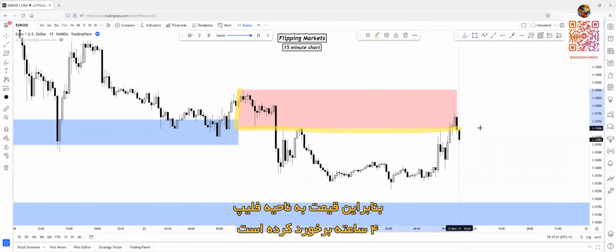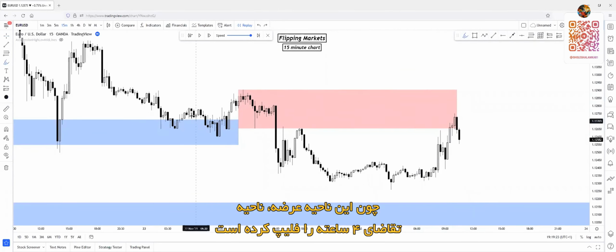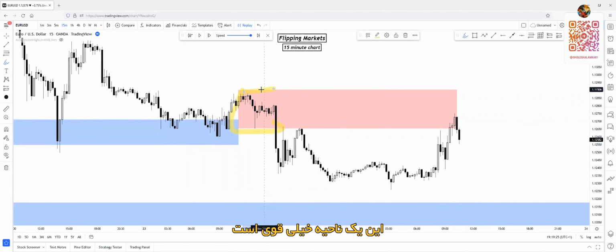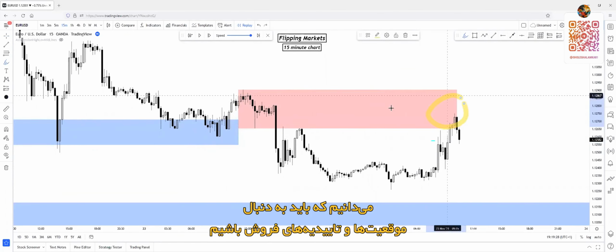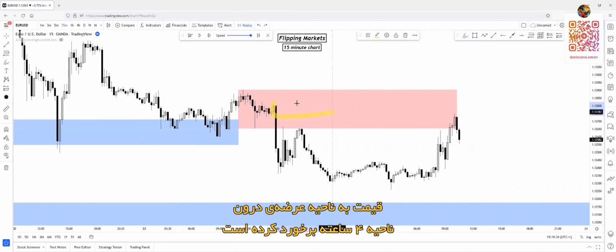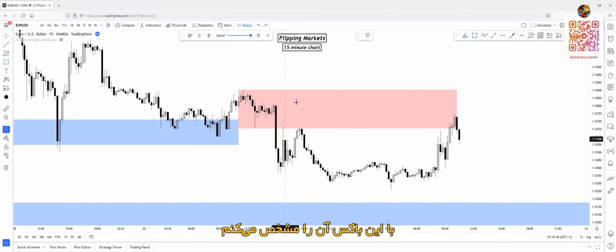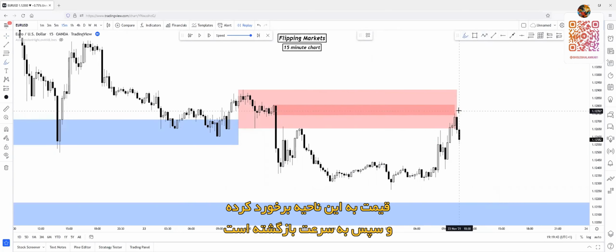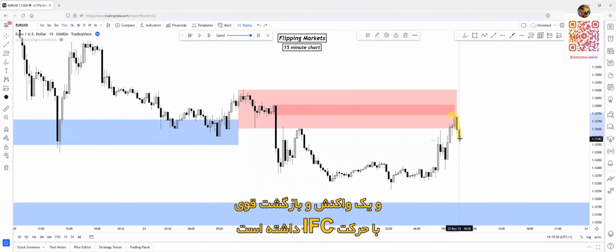So price tapped the 4-hour flip zone, because this 4-hour supply zone flipped the 4-hour demand zone. So this will be a really, really strong zone. If price rejects on this zone, we will know that we will look for a short opportunity and short confirmations. And inside of this 4-hour zone, price tapped the 15-minute supply zone. I will just mark it with this line. Okay. So as you can see, price just tapped this zone, and after the tap of this zone, it immediately reversed and had a really, really strong reversal and inefficient push to the downside.